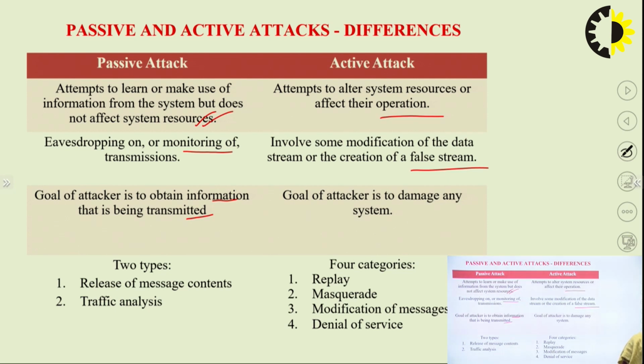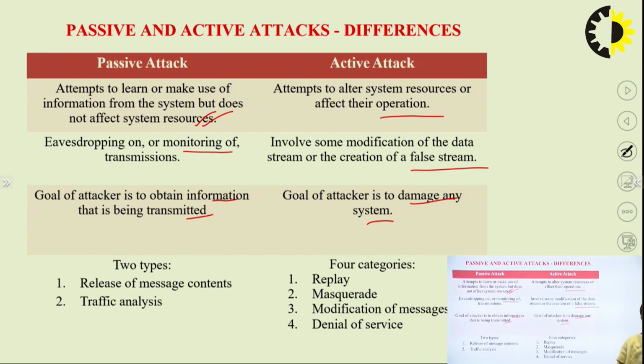right? The attacker's goal is to obtain the information. What is the information which is transmitted? The attacker is only interested in knowing that. Whereas if we talk about an active attack, the goal of the attacker is to damage the system. They are going to make modifications in the system. They can create a false stream in the system. They can make any type of alteration in the particular system.